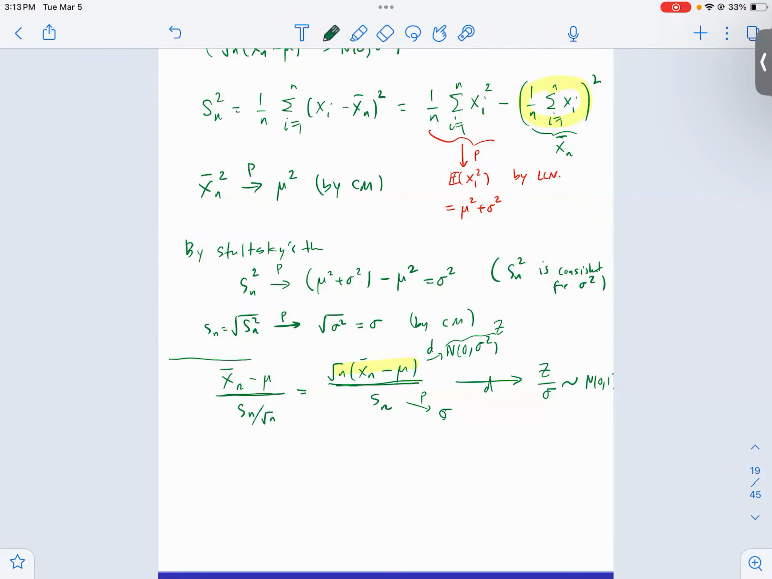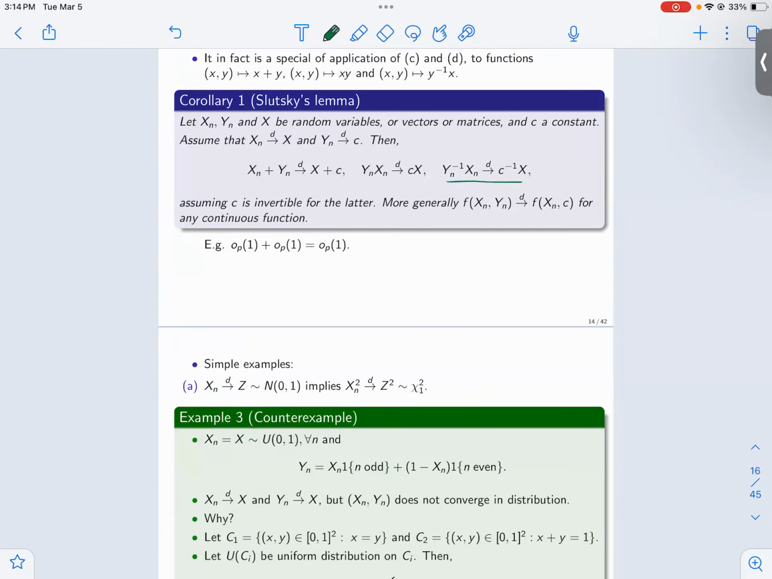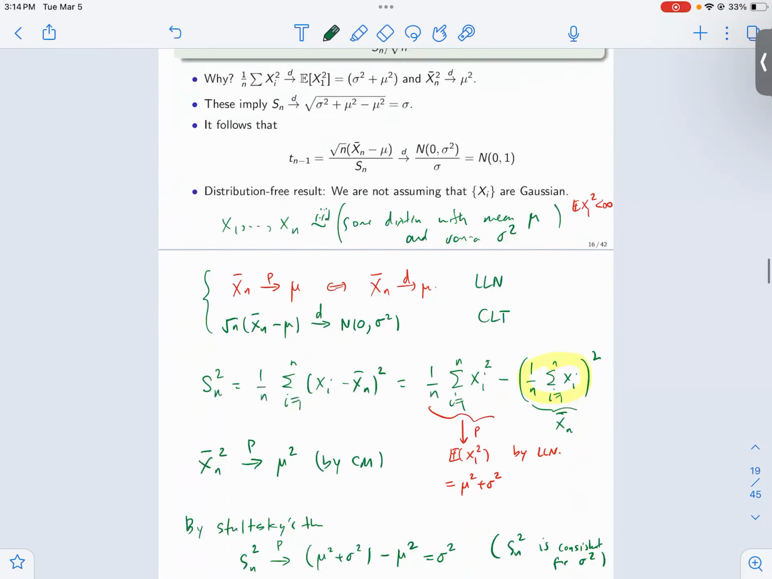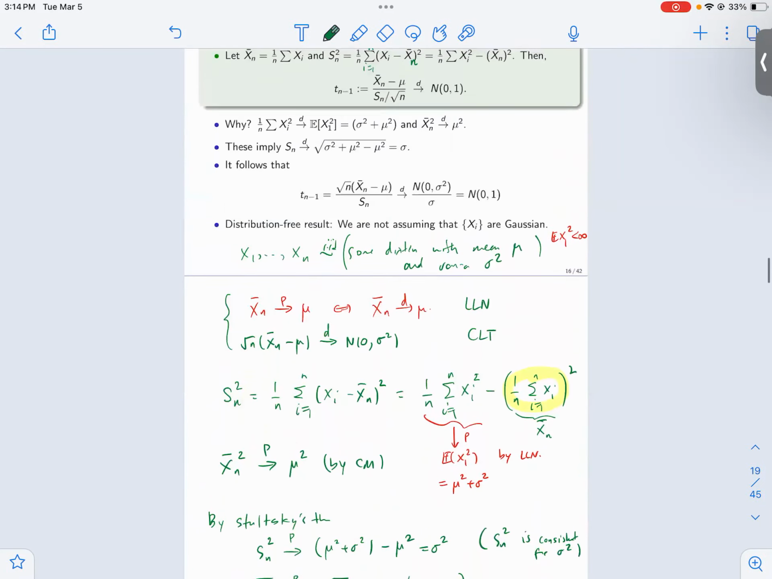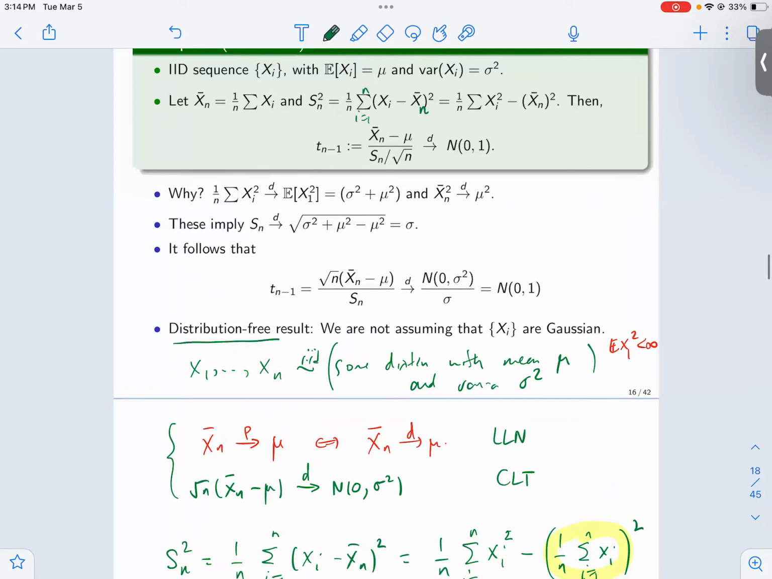This is the tricky application: one is converging in distribution, the other is the constant sigma, and then we apply Slutsky's idea for division. So a very simple application of these results allows you to prove the so-called distribution-free result, which provides the asymptotic distribution for this quantity without any assumption on the distribution beyond the fact that the mean and the variance are mu and sigma squared, which is not saying much. Basically, just under the assumption that the expectation of X1 squared is finite, you have this result.